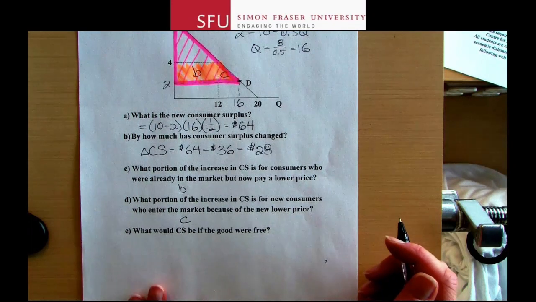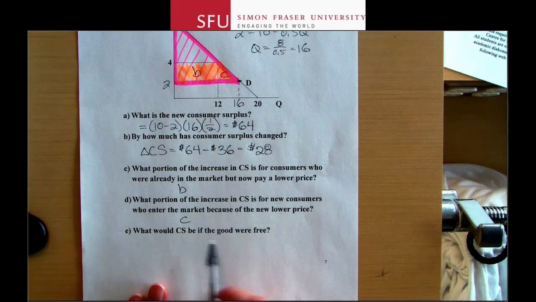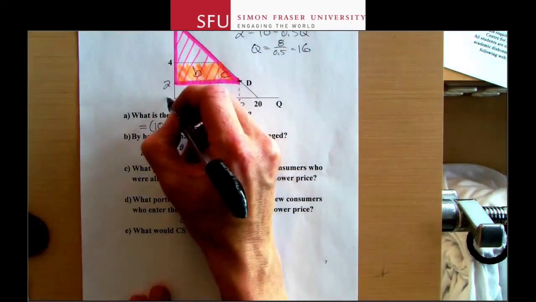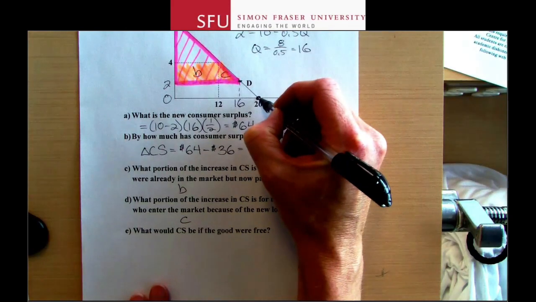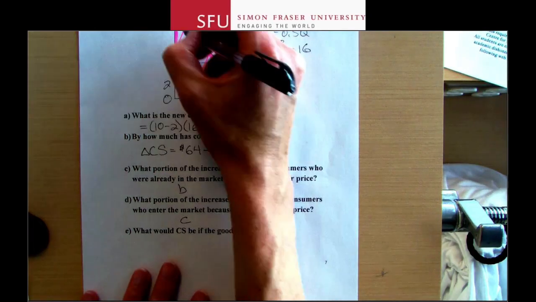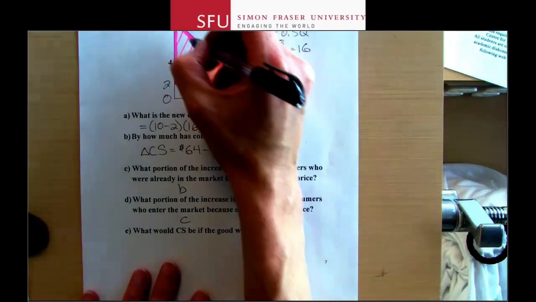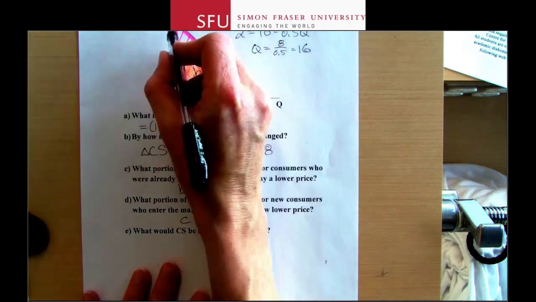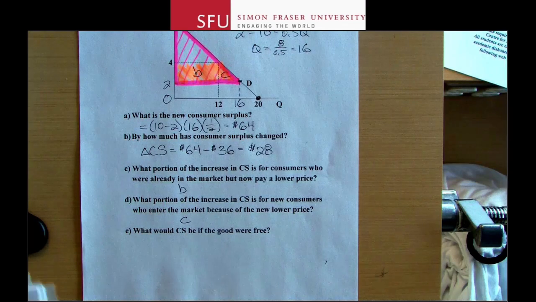Now, last question, what would consumer surplus be if the good were free? How many units would they get? At a price of 0, they would get 20. That's right. So at a price of 0, they're going to get 20 units. So now consumer surplus is going to be the whole triangle because the demand curve measures the benefit and the cost is nothing. The cost is zero. So the surplus will be the entire triangle.